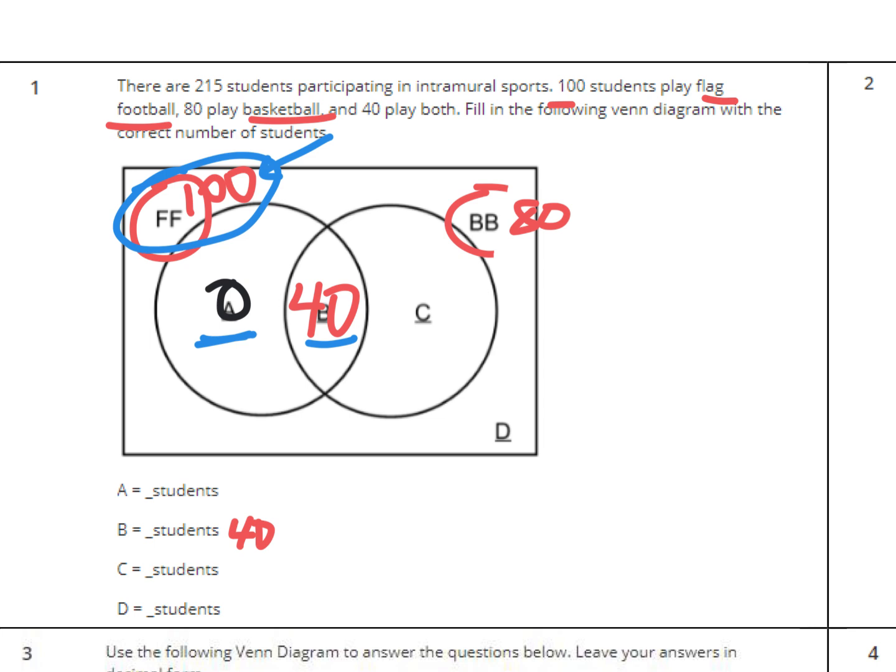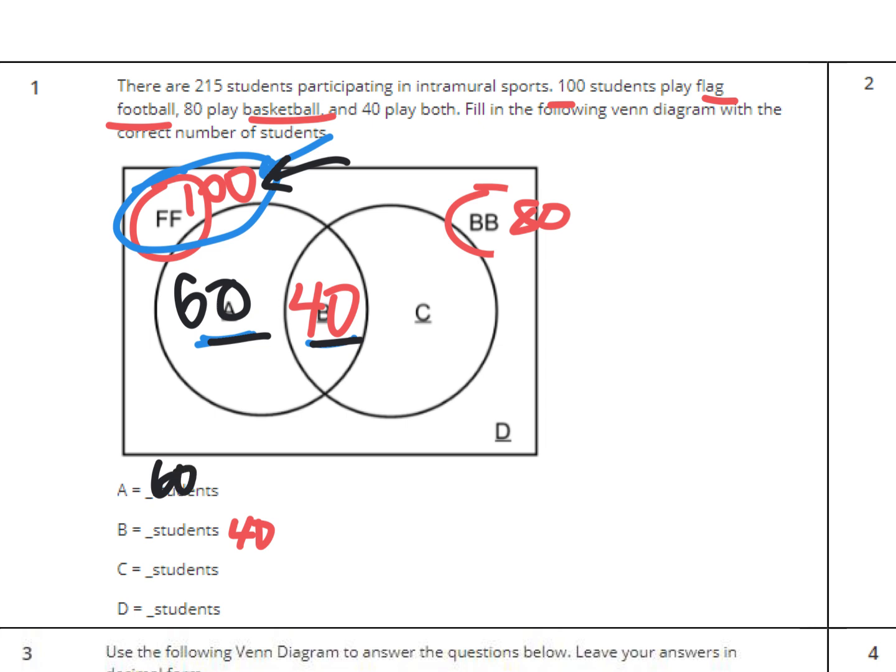If I put 0 there, it'll be 40 plus 0 equals 100. That doesn't make sense. Getting closer. 60. It's okay. I'm sorry, I must have rattled you with my question. 60 plus 40 makes the 100, so A must be 60.